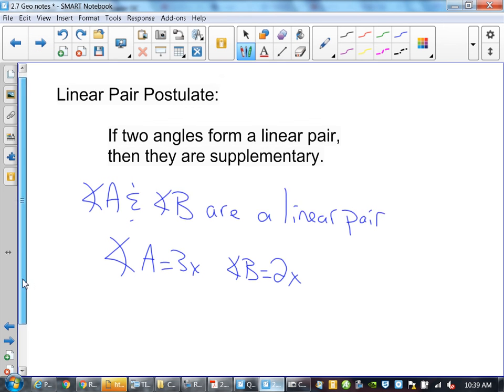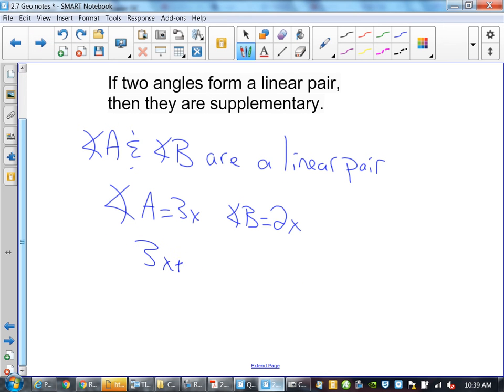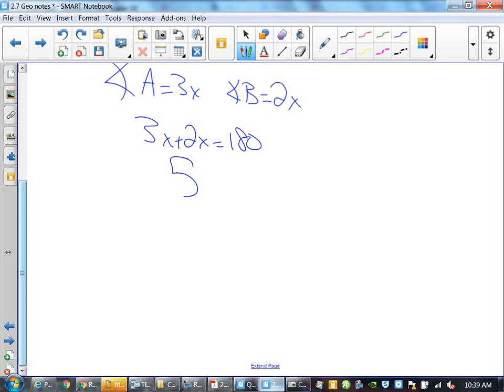So I know this then, I would write 3x and 2x is 180. What's 3x and 2x? 5x. Now what? Divide both sides by 5.